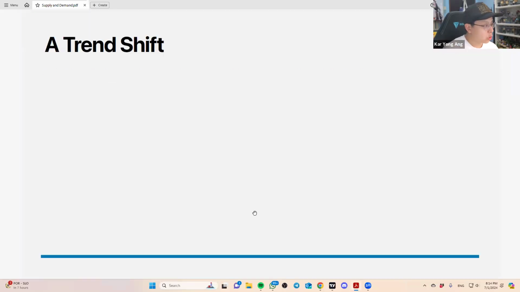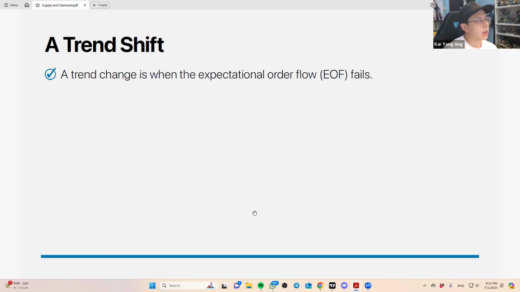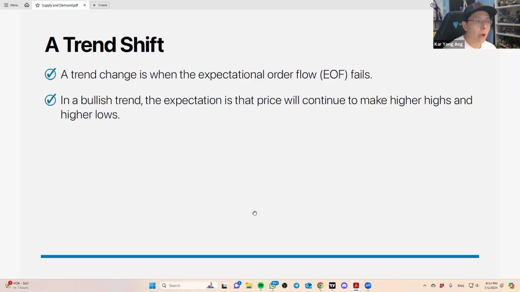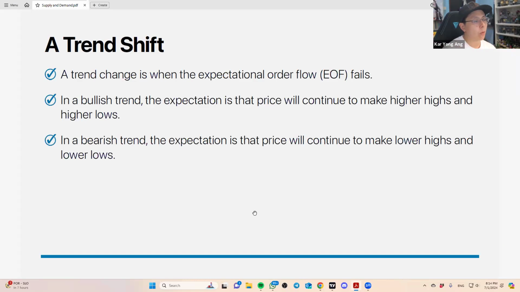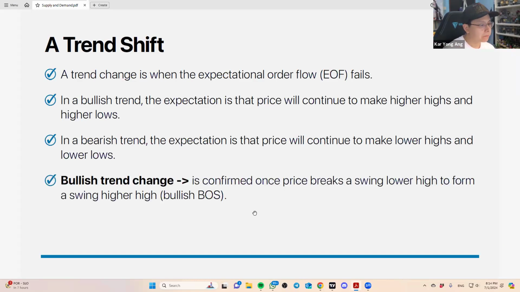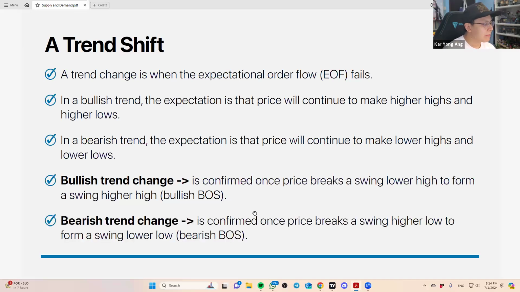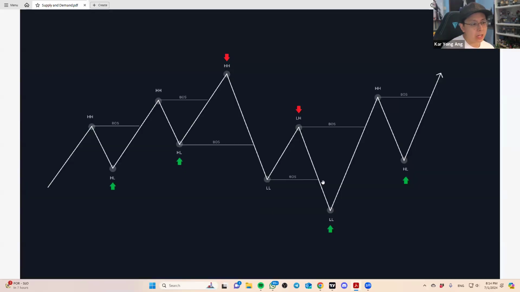Moving on from there, the market will never trend in one particular direction forever. At some point in time, it's going to reverse. So how do we know when it's likely going to reverse? It's when we start to see a trend shift. What I mean by trend shift, I'll just jump straight to the illustration to explain to you, as compared to the text itself.